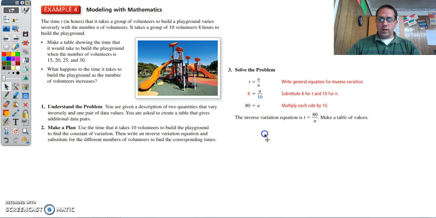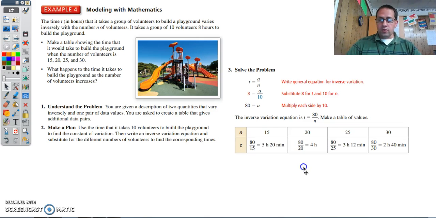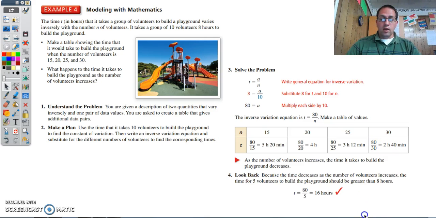So then when we make our table, here's our equation. T equals 80 divided by N. All we've got to do is plug in for N. N is 15, 20, 25, or 30. So 80 divided by 15, 80 divided by 20, 80 divided by 25, 80 divided by 30. And that's all there is to it. Not too bad. So as we do this, the more people that show up, the less time it takes to build a playground. And that makes sense.